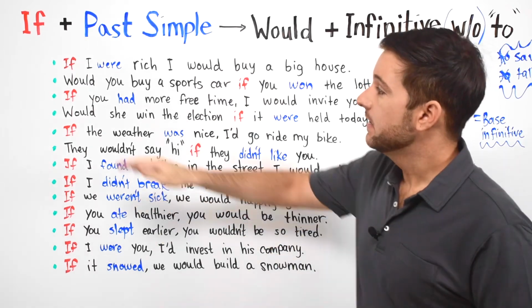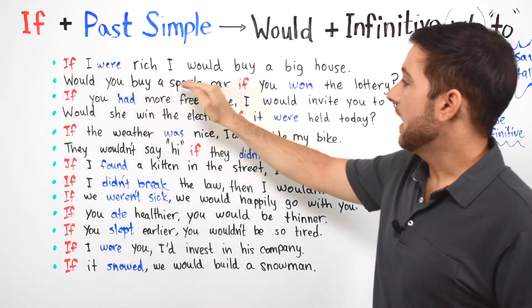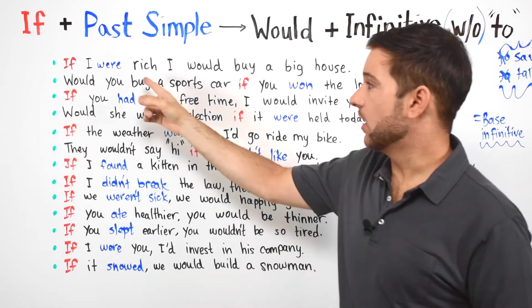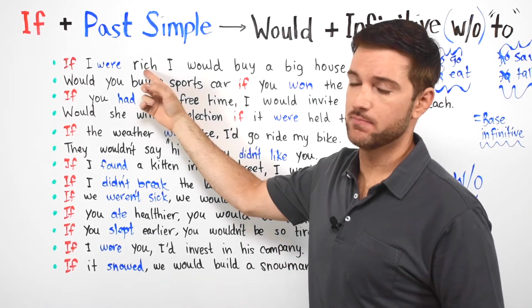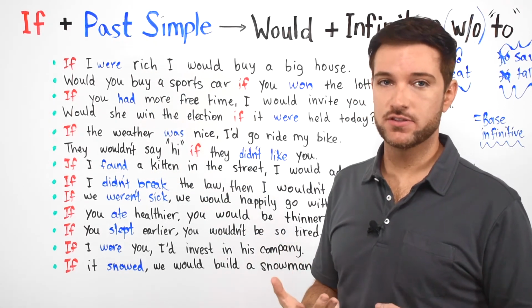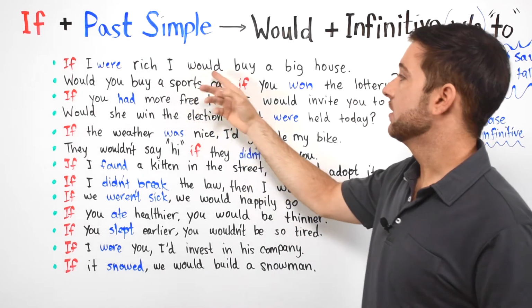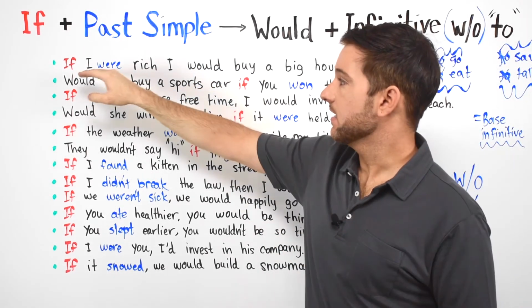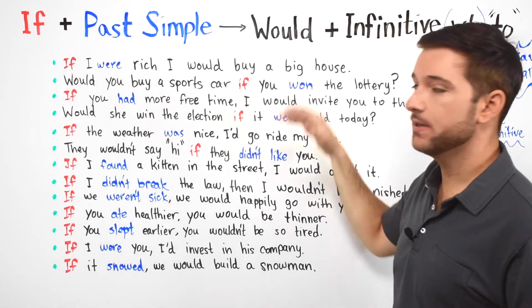If I were rich, I would buy a big house. If I were rich. Are you rich? No, no. You're not rich. We're talking about a hypothetical situation. If you were rich, then you would buy a big house. So I'm saying this: if I were rich, I would buy a big house.